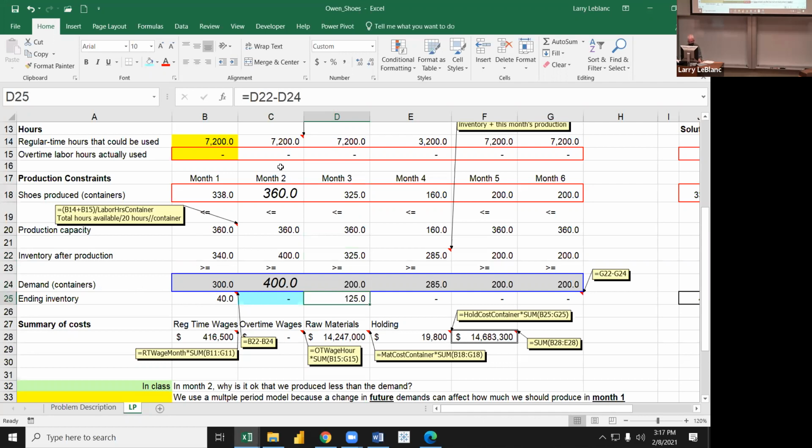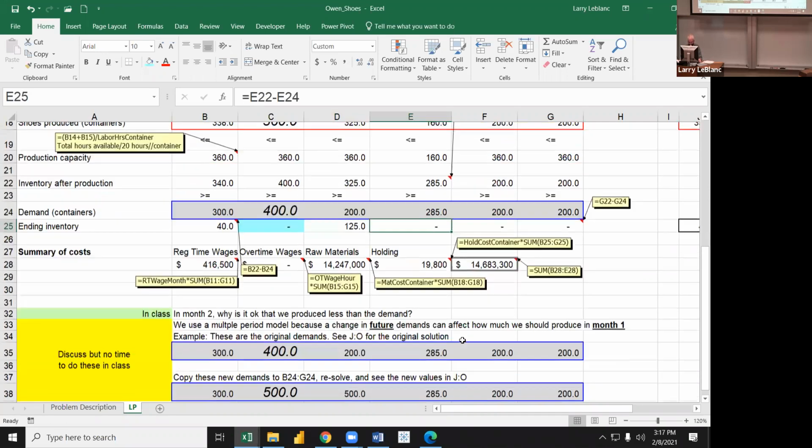Ending inventory in month 2 is 0. We produce 325. We have 325 after production. We need 200. Ending inventory is 125. And the next period, we need 285, but we produce only 160. That's 125 short. We produce 160. We need 285, we're short 125, but we have entering inventory of 125, etc.